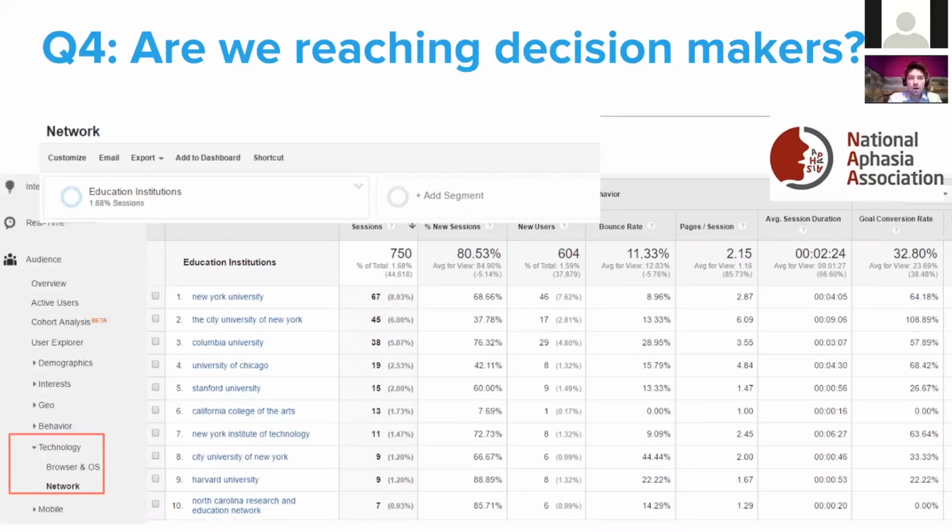Okay, Q4. Question number 4. Are we reaching decision makers? So this is sort of broad and vague. Let's make it specific. What is a decision maker? Well, I talked about before, the National Aphasia Association, aphasia.org, cares a lot about making sure that college-age kids are in fact understanding and using some of the resources around aphasia because you know what? They're taking over the world very, very shortly. So those are some of the decision makers they care about in the educational institutions.